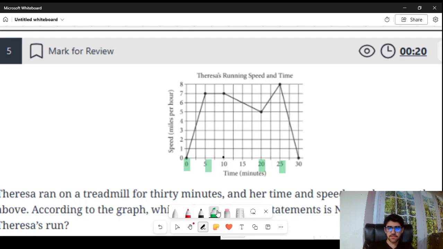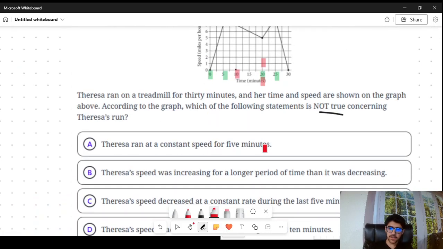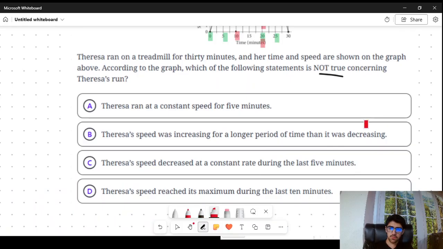But then it was decreasing from 10 to 20, and then 25 to 30. So that would be 15, and 15 is greater than 10. So it actually decreased more. So that is the correct answer, I guess. Yeah, that is the correct answer, because it is not true.